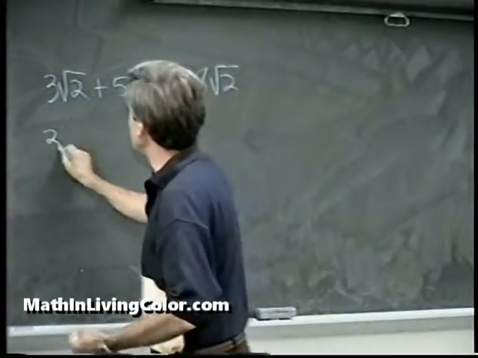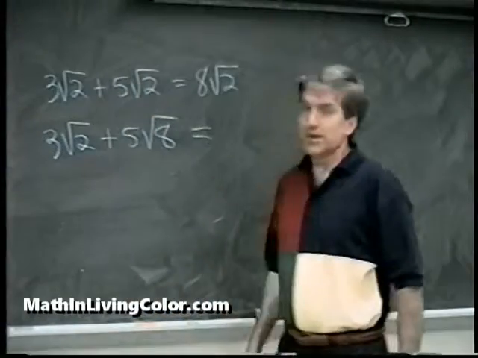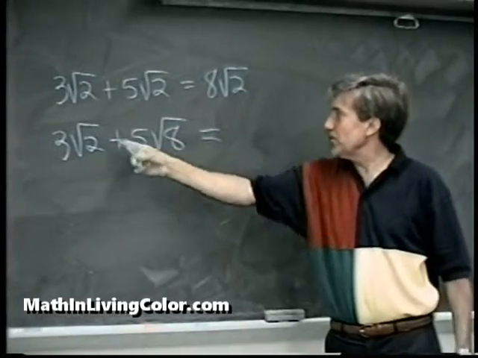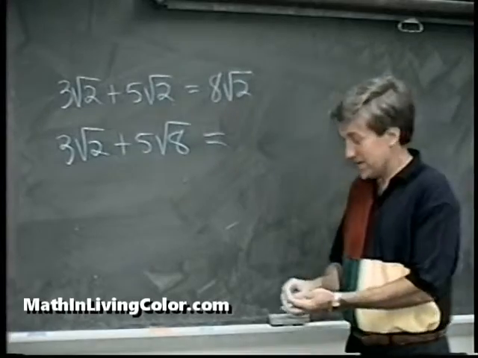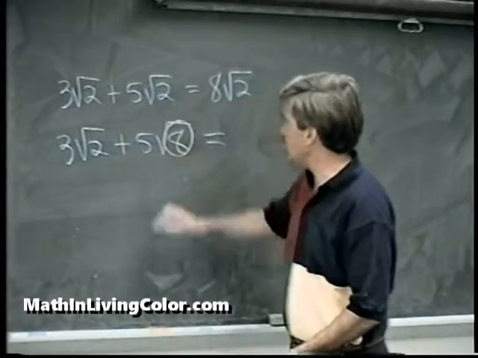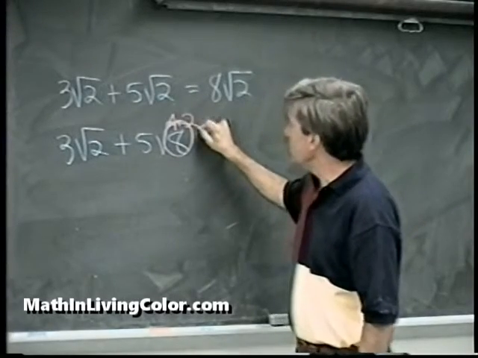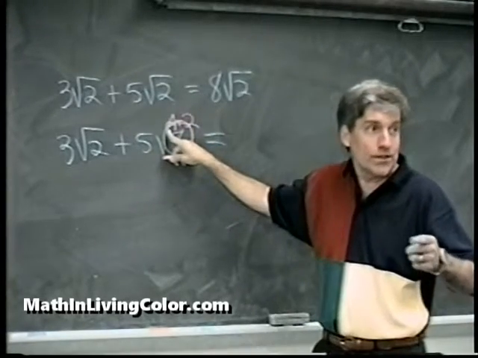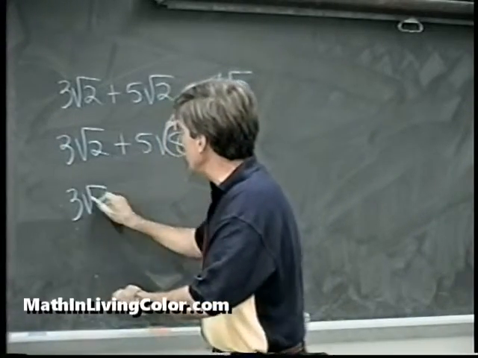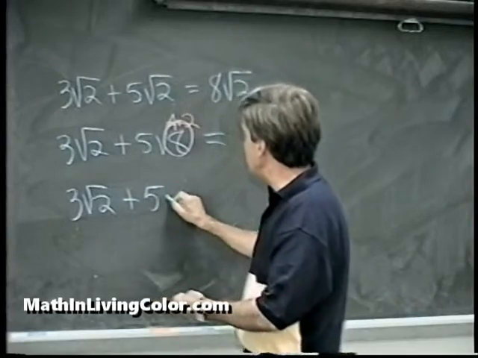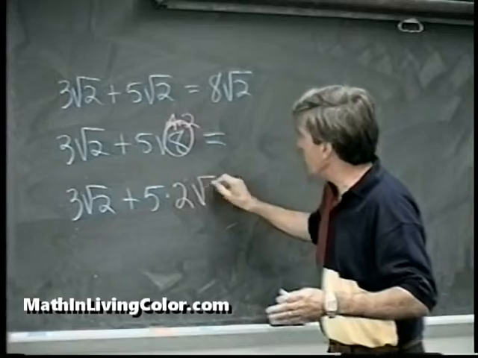What if I had 3 square root of 2 plus 5 square root of 8? You might look at that and say, well, square root of 2, square root of 8, they're not like terms, are they? But what can you do with the square root of 8? You can simplify the square root of 8, can't you? In other words, that would be like 4 times 2. The square root of 4 is what? 2. So this way I could write this as 3 square root of 2 plus 5 times the square root of 4 is 2 square root of 2.